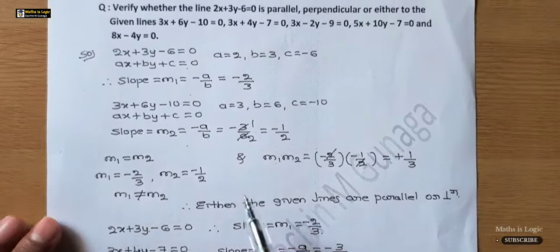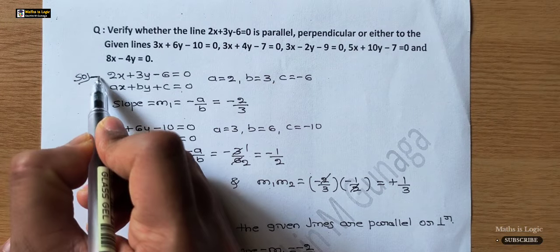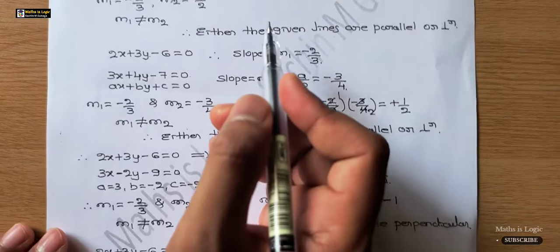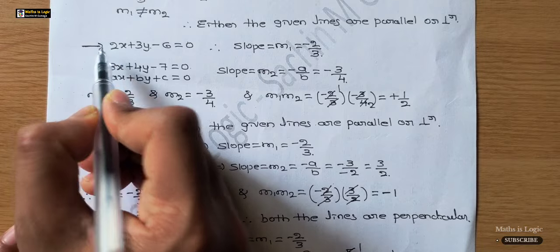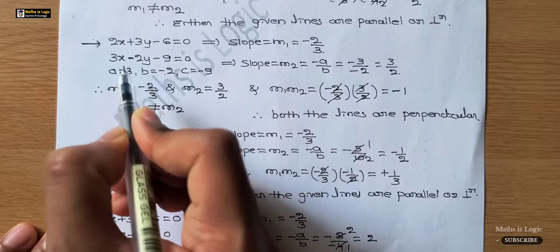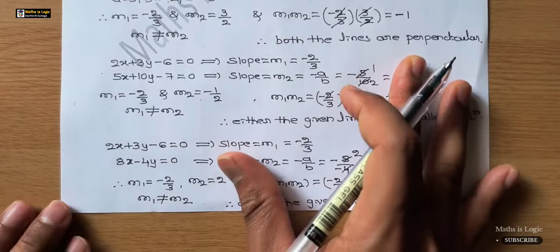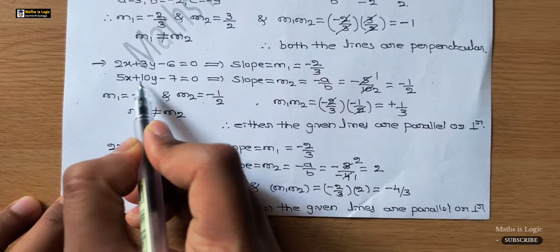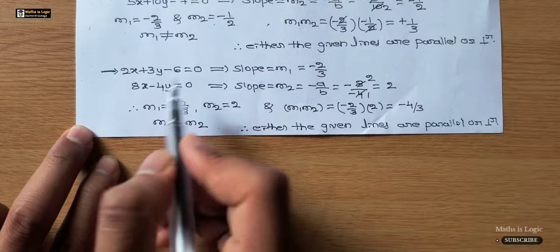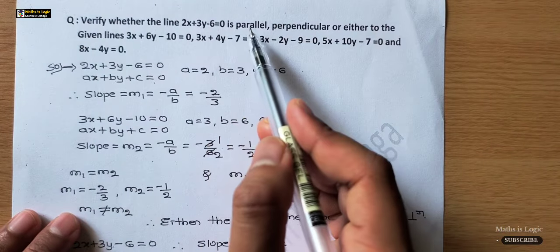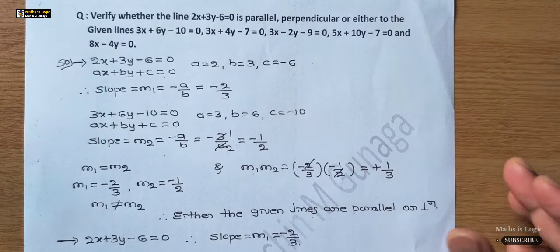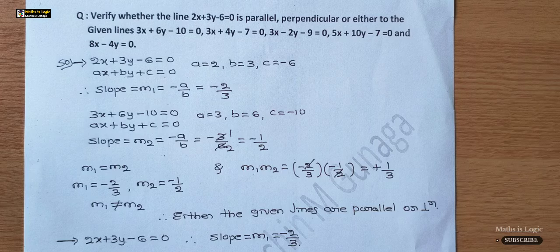Therefore remember, first, the given line with the first line you have to check. After that, the given line with the second line you have to check. After that, the given line you have to check with the third line. After that, the given line you should check with the fourth line, and finally, check whether both the lines are parallel or perpendicular, or neither parallel nor perpendicular. So this is how you have to show this result.